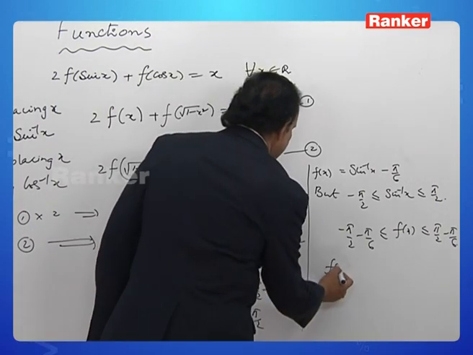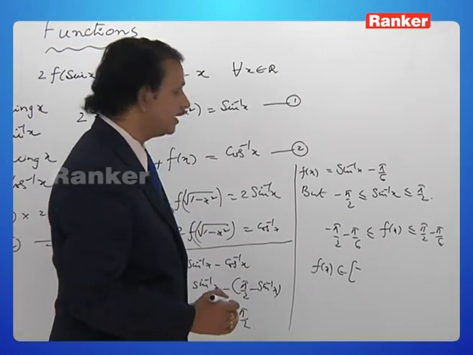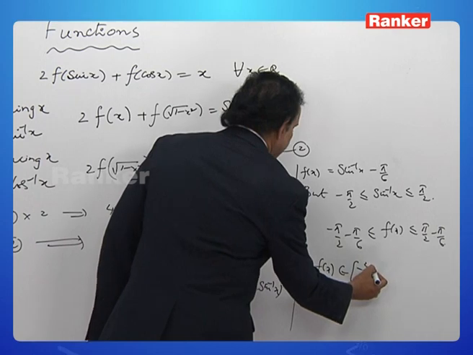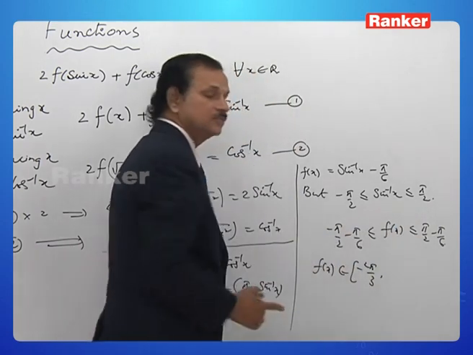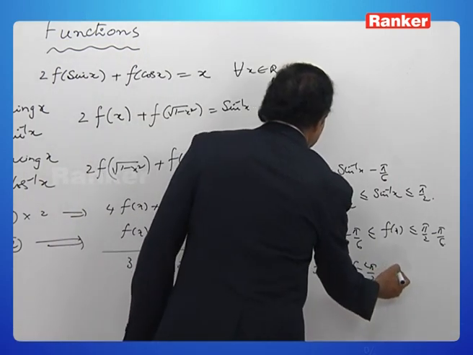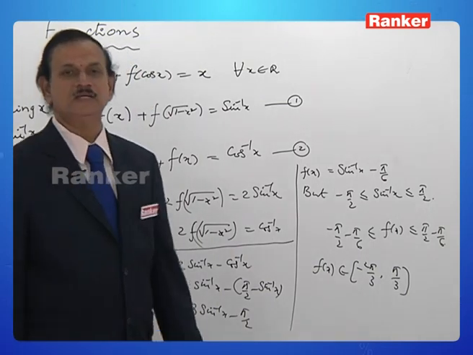Implies f of x belongs to, what is that? Minus pi by 2 minus pi by 6 is nothing but minus 2 pi by 3, and pi by 2 minus pi by 6 is just nothing but pi by 3. What is the range of this function? Minus 2 pi by 3 to pi by 3.